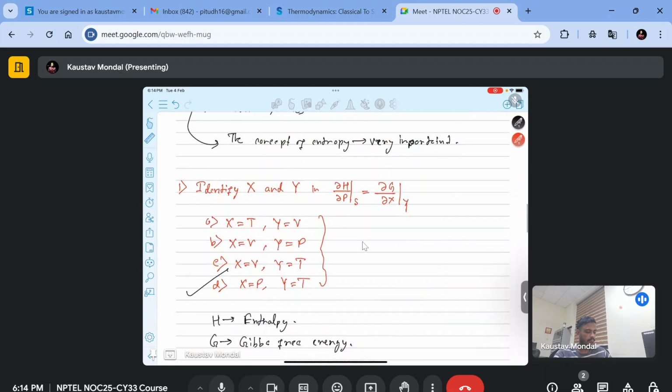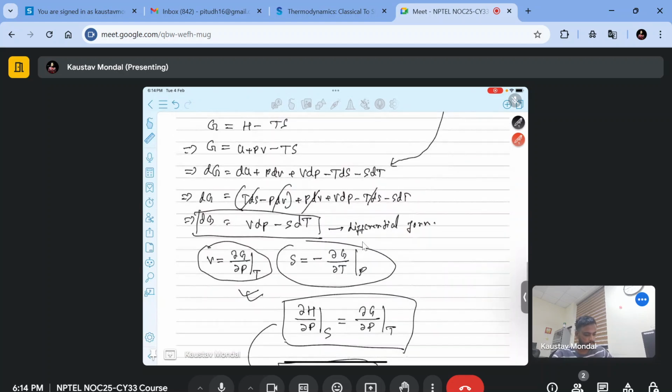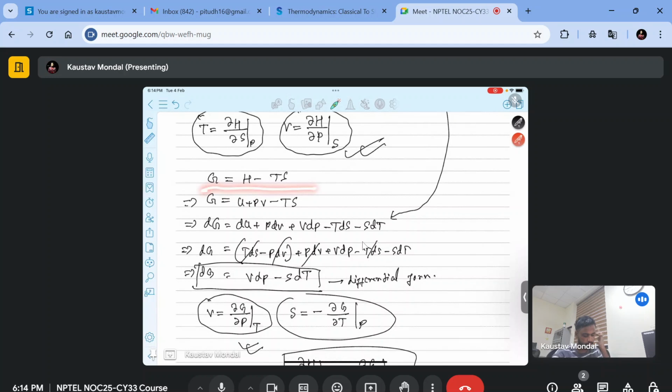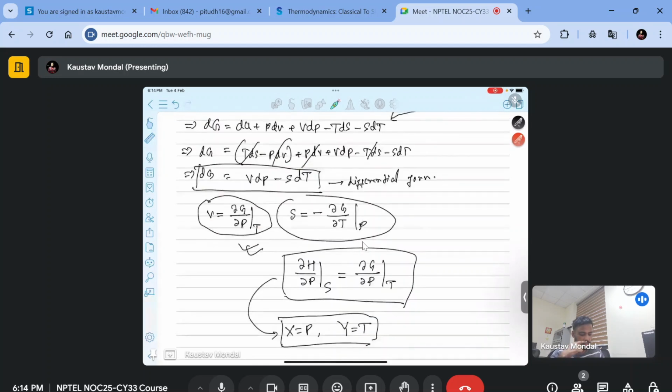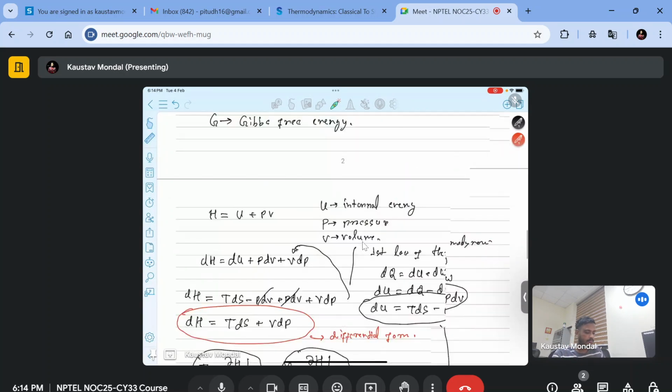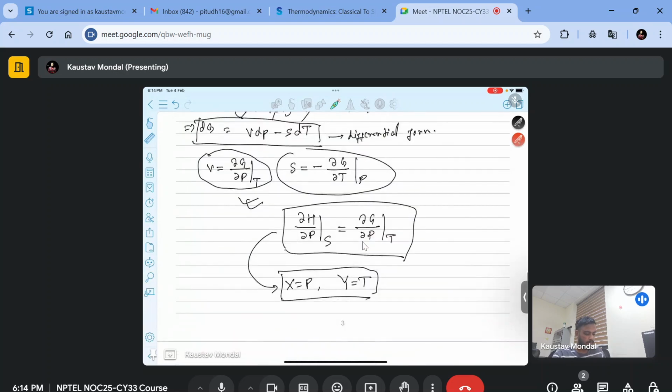In a similar way, we have to calculate the same thing for Gibbs free energy also. So this is the expression of Gibbs free energy, and if you write it in differential form, dG will be VdP minus SdT. If you compare it, you will get volume as del G del P at constant T, and entropy will be minus del G del T at constant pressure. And if you check the question, from that we can write del H del P at constant S will be equal to del G del P at constant T, and if you equate with the question, you will get X equal to P and Y equal to T. Okay, so this is it.